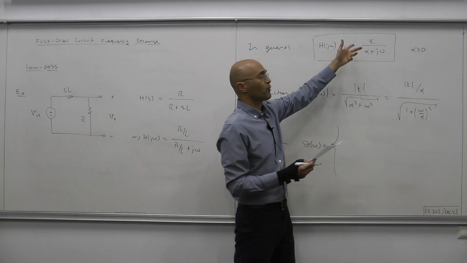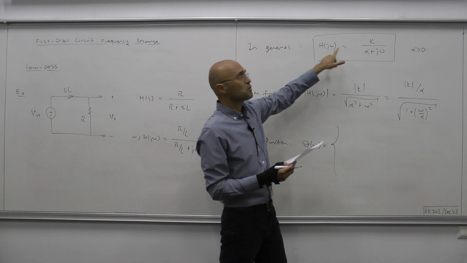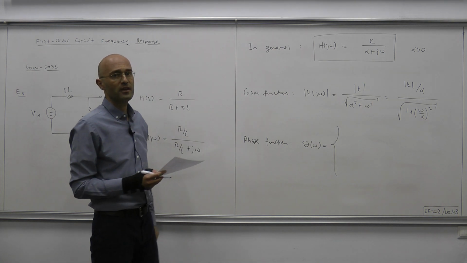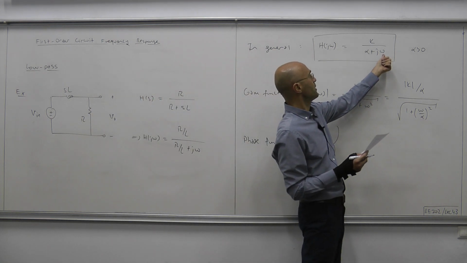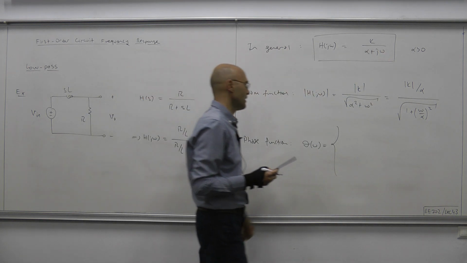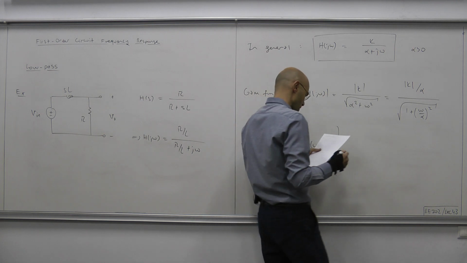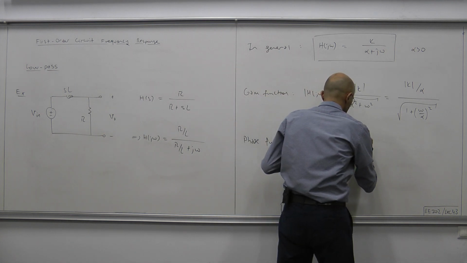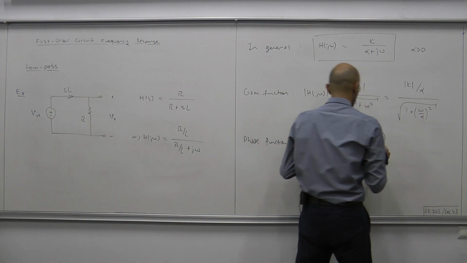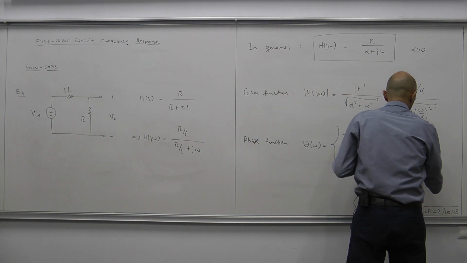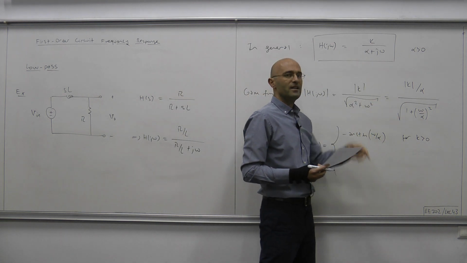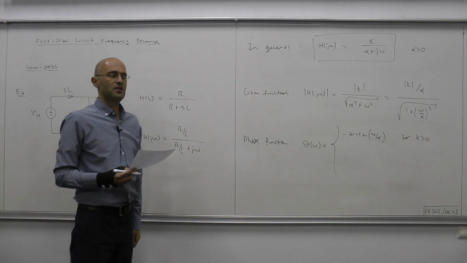And what we have is, for K positive, phase of H(jω) equals 0 minus the phase of the denominator term. And the phase of the denominator term is arctangent ω over α, okay? So therefore, for K positive, we have minus arctangent ω over α for K positive. For K negative, what you do is, to this you add a phase of 180 degrees, okay?